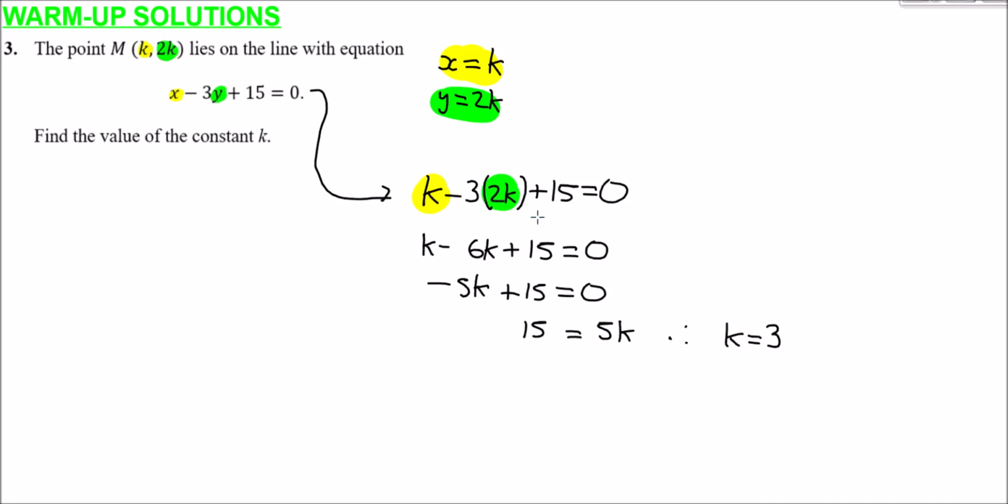And again, if you had time in an examination or test, do verify it if you can, something quite simple like this. If you put 3 in for k, M should be 3 and 6, and so if x is 3 and y is 6, that should work. So 3 take away 3 times 6, 3 times 6 is 18, 3 take 18 is minus 15, plus 15 is indeed 0, so it does check out, which is always a relief.